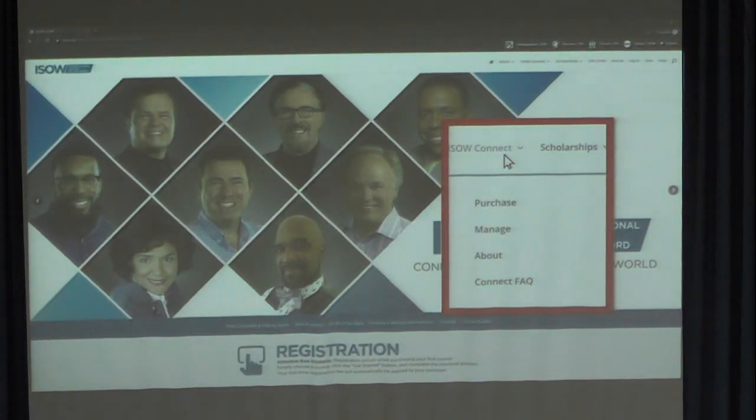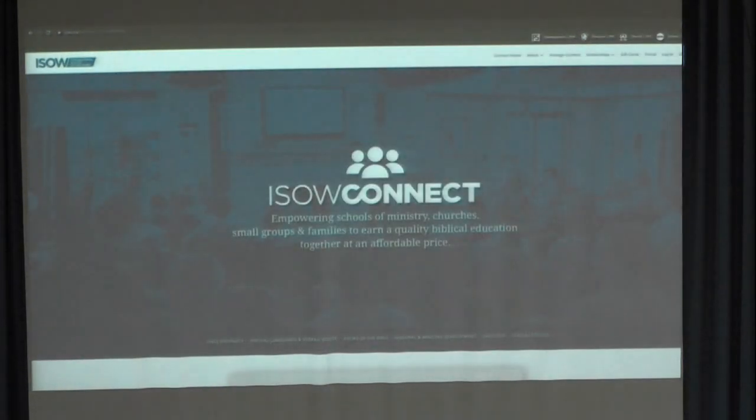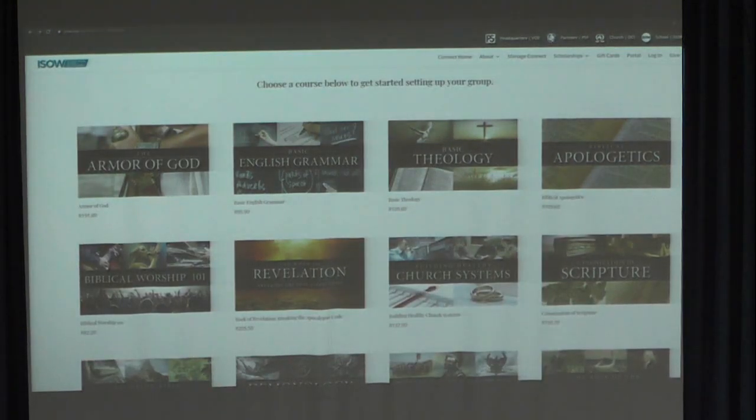So to access ISO Connect, I don't know if you can read that, but I highlighted it for you. There is a drop-down arrow on our homepage. So if you visit iso.org, there's a drop-down arrow where it says ISO Connect, and you simply click on Purchase. And we'll take you to an identical site to our main site, except these courses give you the opportunity to add those seats. So our same course catalog is available. These are simply the ISO Connect versions.